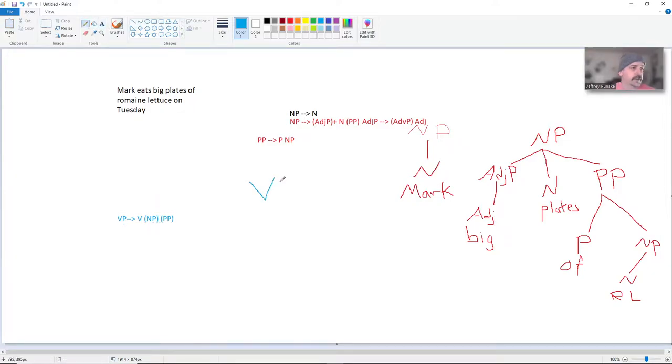So we have a verb phrase, which is going to contain these three elements. It's going to contain our verb, which is eats. It's going to contain our noun phrase. And it's going to contain our prepositional phrase. And our noun phrase is exactly this noun phrase right here. So we're just going to copy that over as best we can.